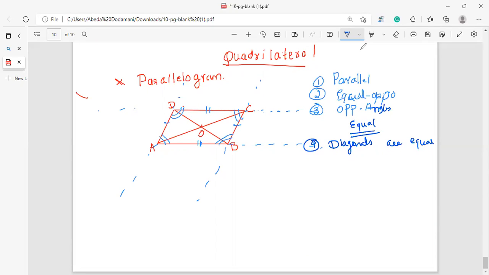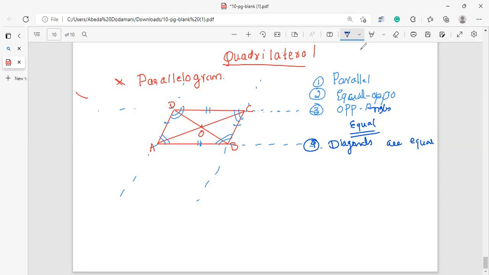So in the parallelogram, what have we studied? The opposite sides are parallel, and not only parallel but also equal, and the opposite angles are equal, and the diagonals bisect each other. Okay, so this is about the parallelogram.